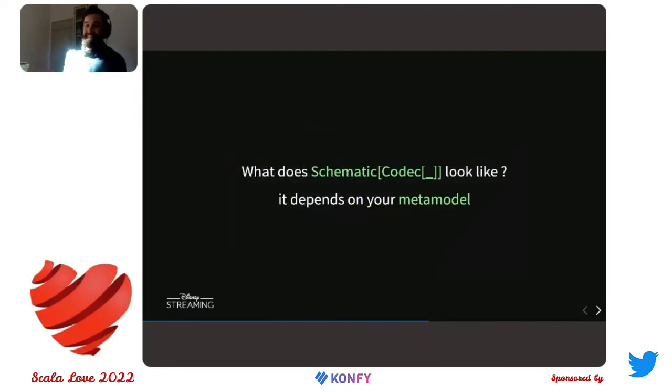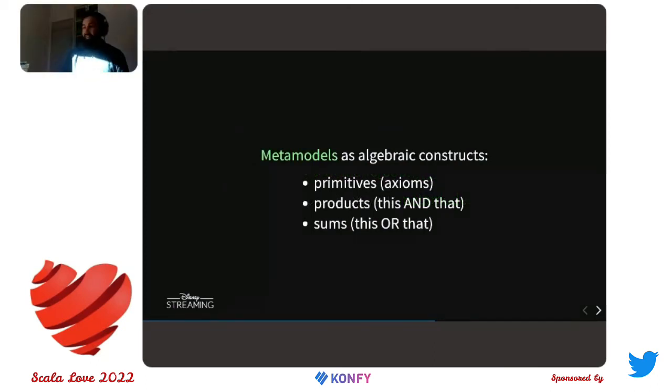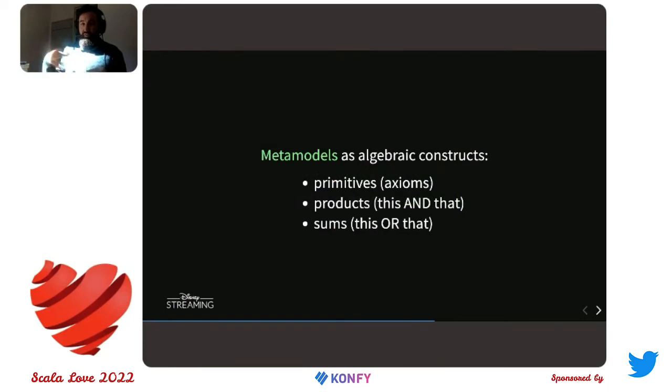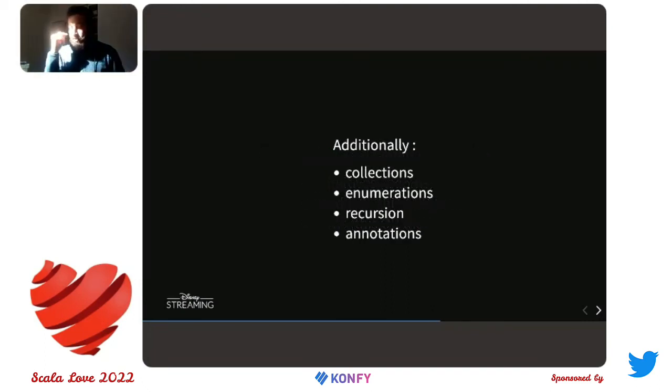All right, let's talk about what schematic looks like. So the metamodel: the schematic depends on your metamodel, in the same way that visitors were coupled to models. Schematic, or the higher-kinded visitor, is coupled to the metamodel, and you can think of them as algebraic constructs. So you have a bunch of primitives, and a bunch of operations that take smaller elements and combine them together. Additionally, in your metamodel, as I hinted before, you can add any number of concepts that let users define data models. It can be collections, the concept of enumeration. You can allow for recursion or disallow it. You can add arbitrary annotations to your data models.